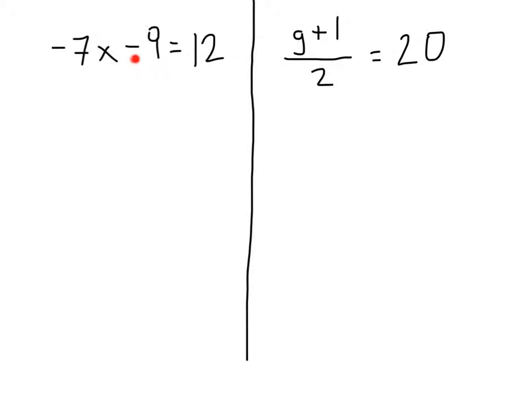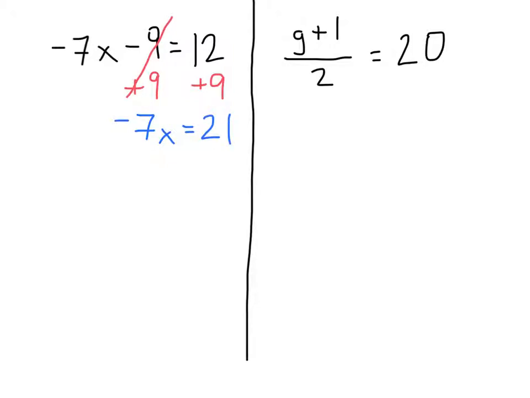So if we have a subtraction, what's the opposite of subtraction? That's addition. So we're going to add 9 to both sides of the equation. So we add 9 to the left, add 9 to the right. On the left side of the equation, the minus 9 and plus 9 cancel out. So rewrite everything else. So we have negative 7x is equal to, now we have 12 plus 9. So 12 plus 9 is equal to 21.